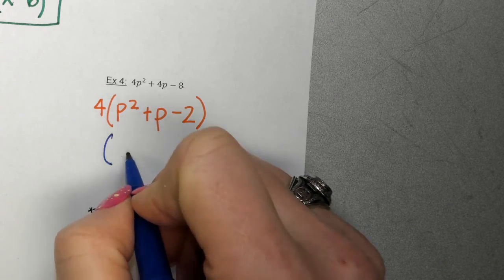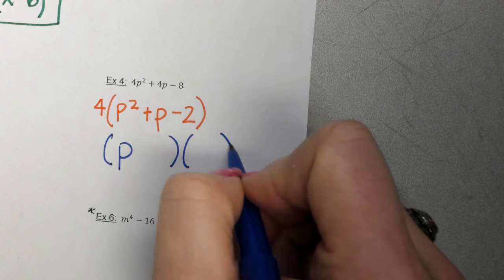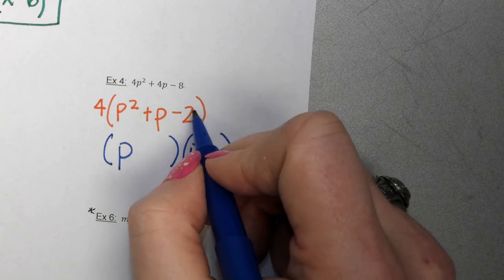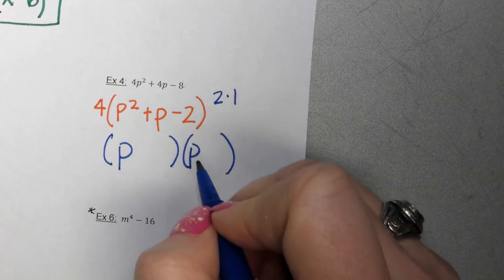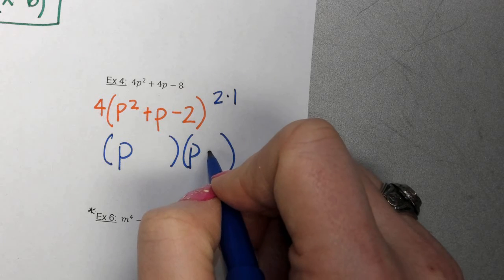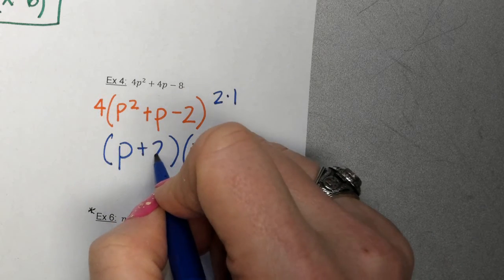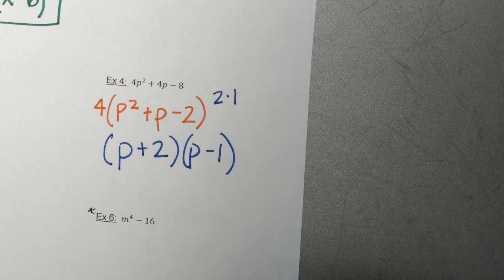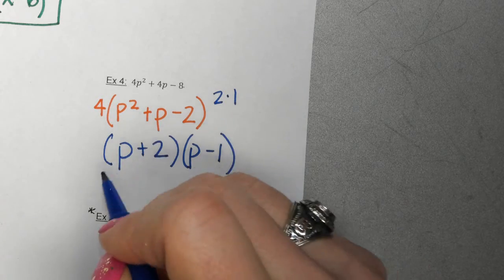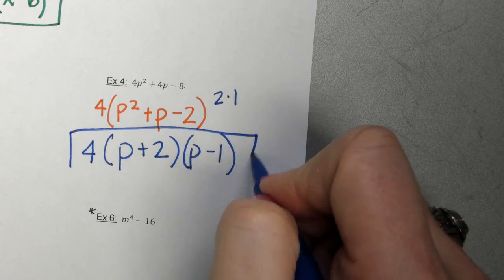So we're going to say p, remember, so now we're just going to factor it. P and p make p squared. Factors of 2 are just 2 and 1, but we want to get to a 1p, so that's going to give us a positive 2 and a negative 1. Right? Those are my factors. And we've got to stick that 4 on the outside at the end.